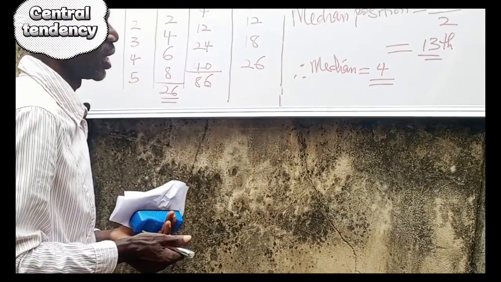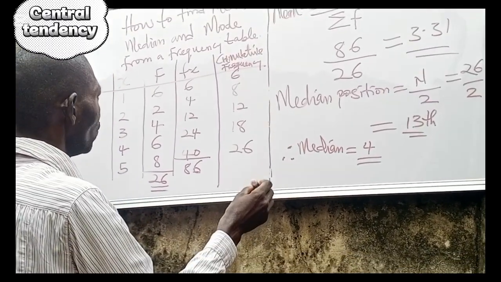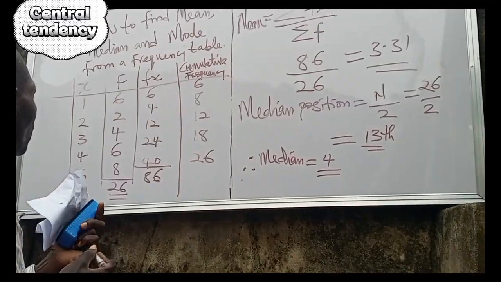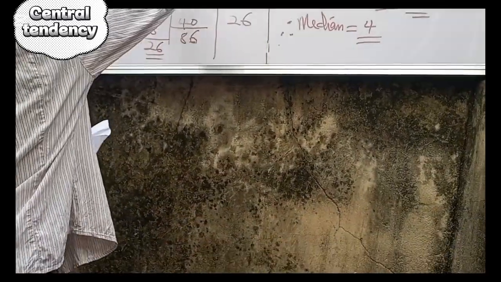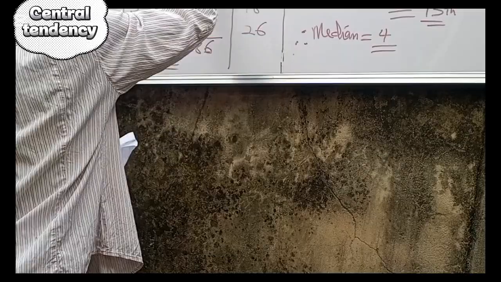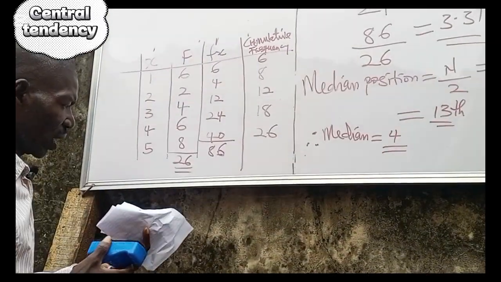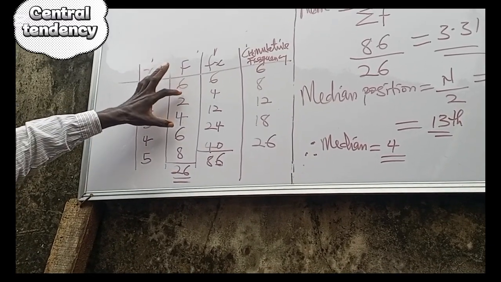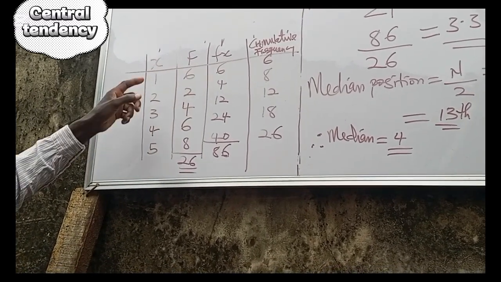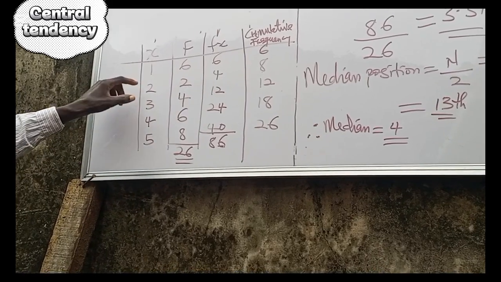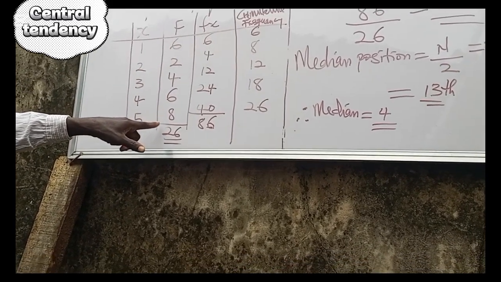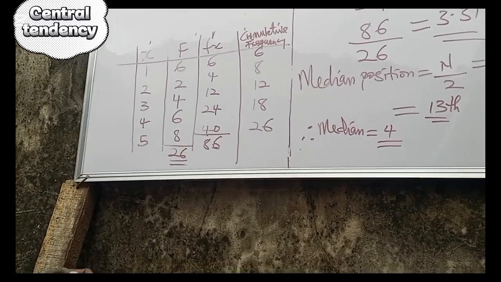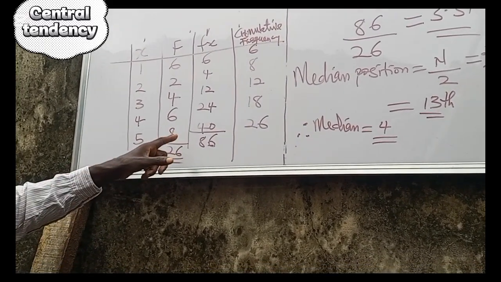Now the highest frequency, that is just the mode. Mode is simply the highest frequency. If you look at this table now, you look at the one that has the highest frequency. So 5 is definitely the one that has the highest frequency. That is, it occurs the most. That is 8 times.